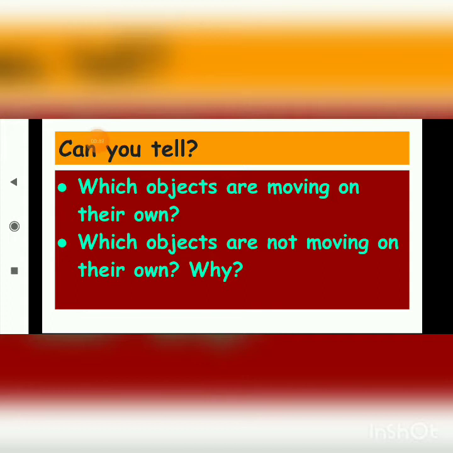So which are the objects, students, which move on their own? We can see buses, we can see cars, we can see birds flying, we can also see clouds. Okay, students? And which are the objects which are not at all moving on their own? The objects which are not moving on their own are the car which is parked, students. We can also see buildings. Okay, students? So those things don't move.